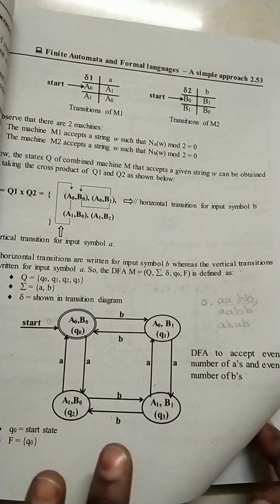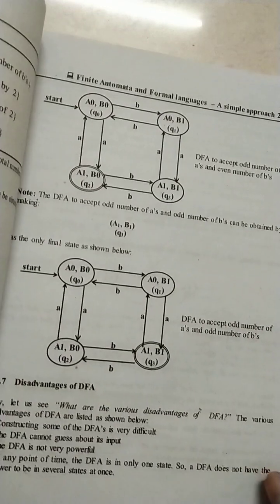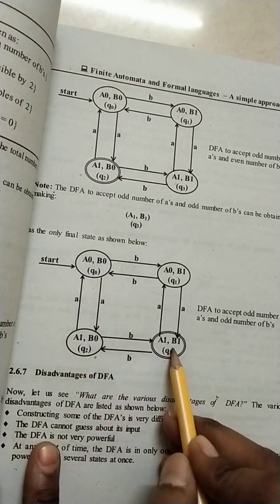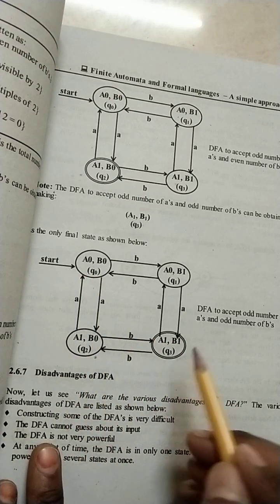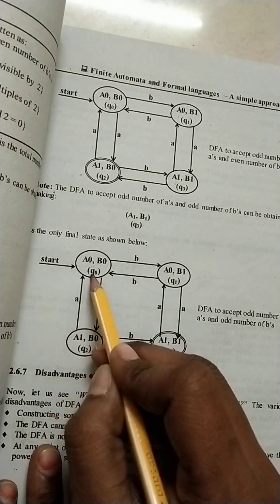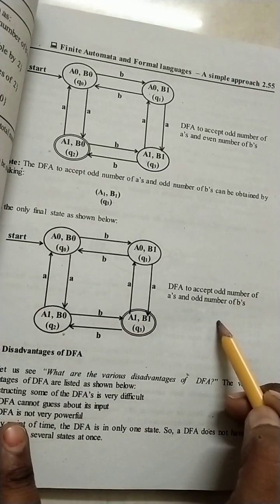Whenever they give an odd number of A's and odd number of B's, this is the diagram. See, the starting state is here, and the diagonally opposite will be the final state. Now you see even number of A's. Whenever we say starting state to end state, it has to reach, then only we say it as even number of A's and even number of B's.